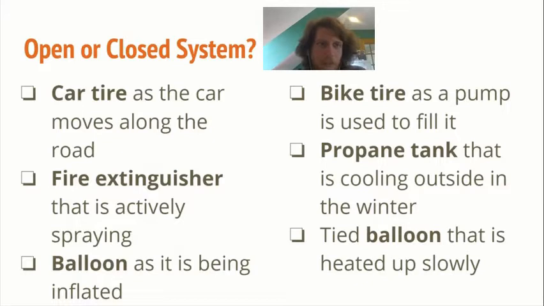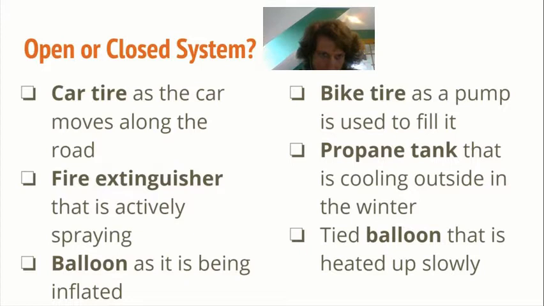So number 1, car tire. Car tire as the car moves along the road. So the car tire itself, hopefully, is a closed system. Hopefully we're not getting any air in or losing any air unless you have a nail through your tire. Number 2, fire extinguisher that is actively spraying. Fire extinguisher itself losing air particles, that is an open system.